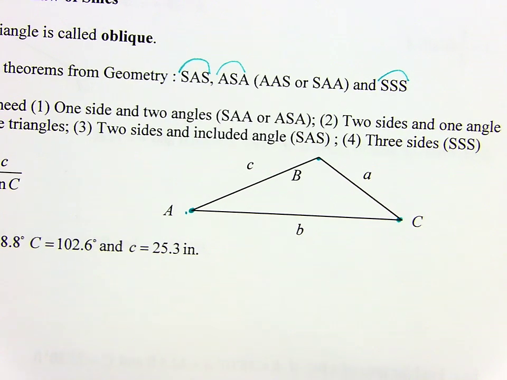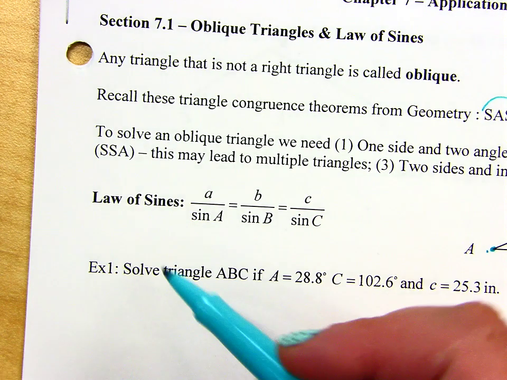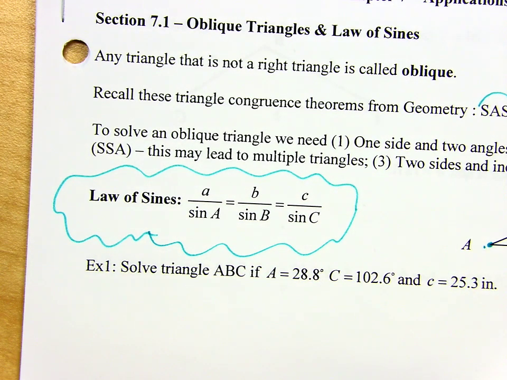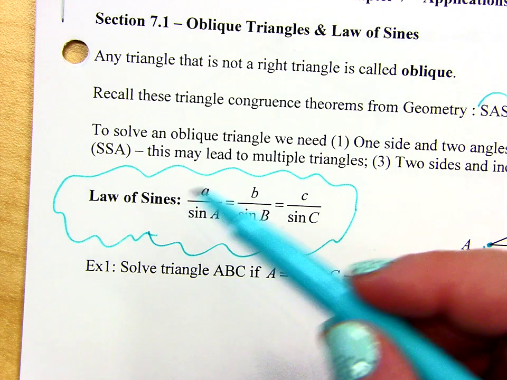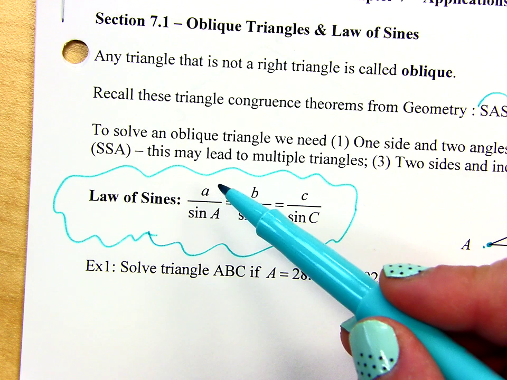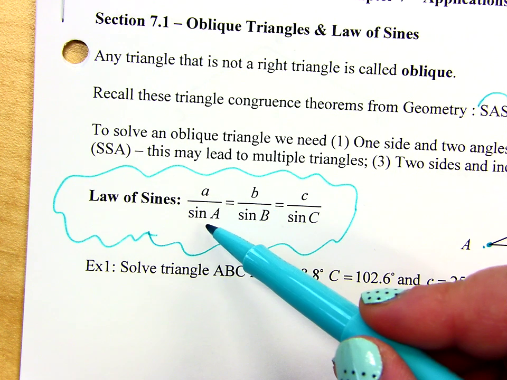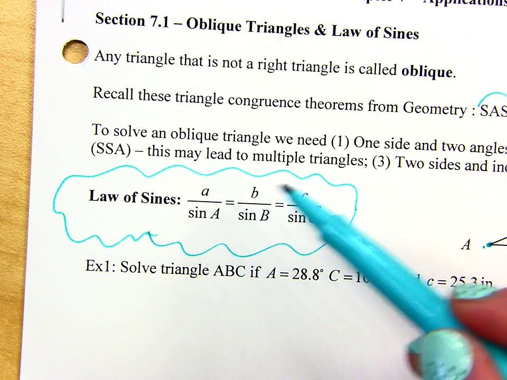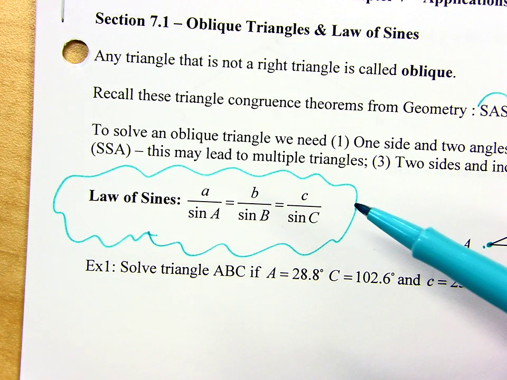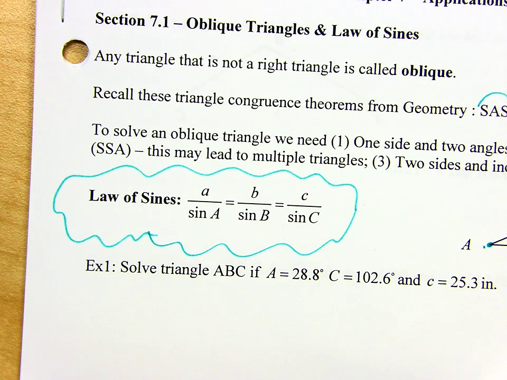Alright, so check out the law of sines, which is super handy and easy to remember too. Turns out if you take the side length across from angle A and divide it by the sine of that same angle, it's equal to the ratio of doing it with any of the other 2 sides. Let's try it. Do an example.